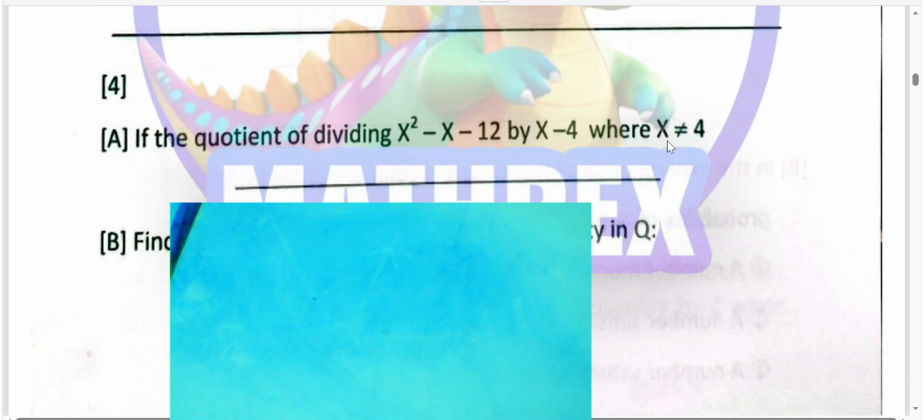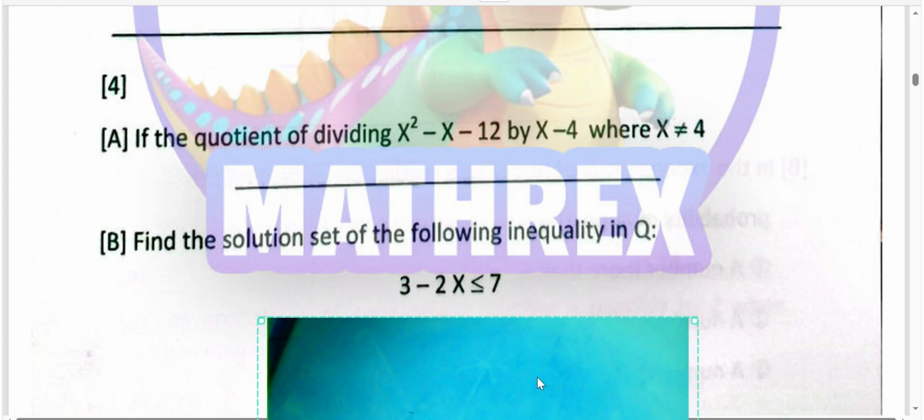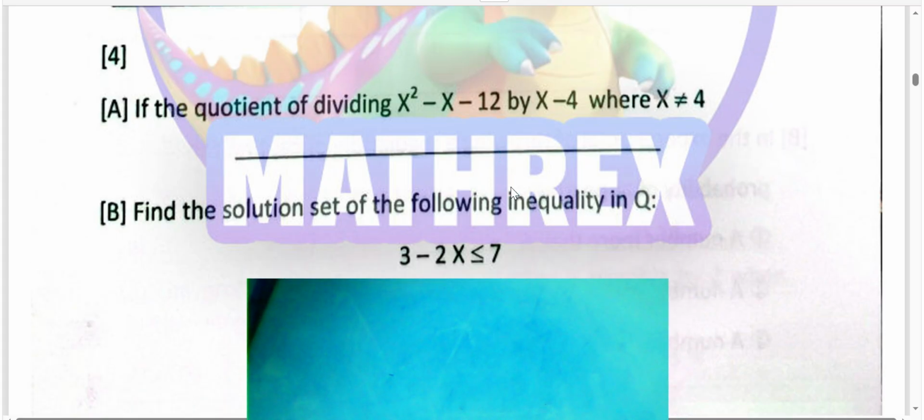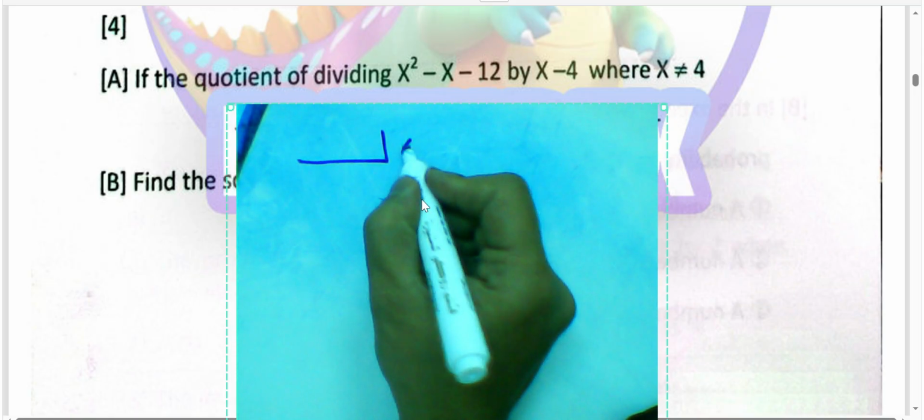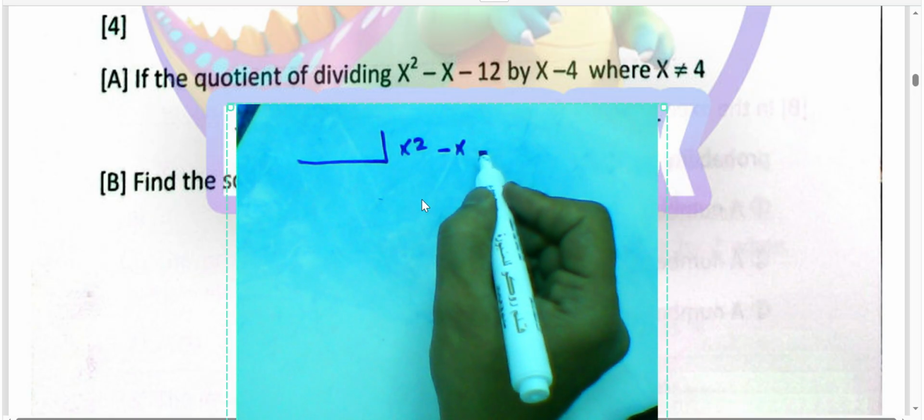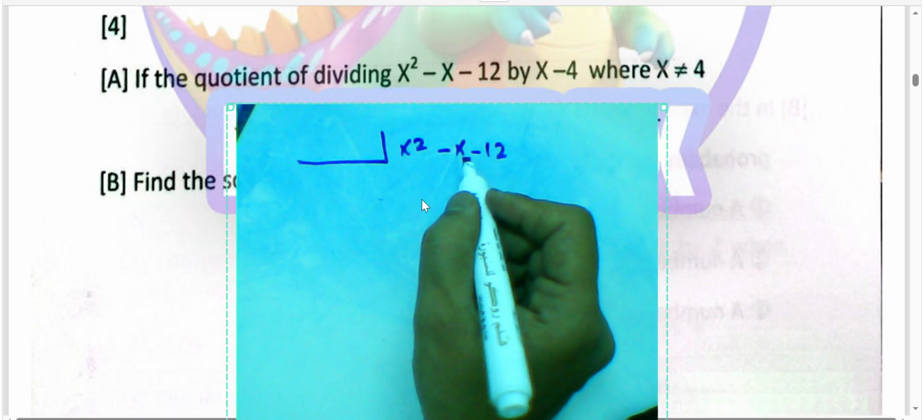Next question is the quotient of dividing x power 2 minus x minus 12 by x minus 4, where we want to find the quotient. Okay, you can use long division to solve the example. Write the dividend first. X power 2 minus x minus 12 divided by x minus 4.